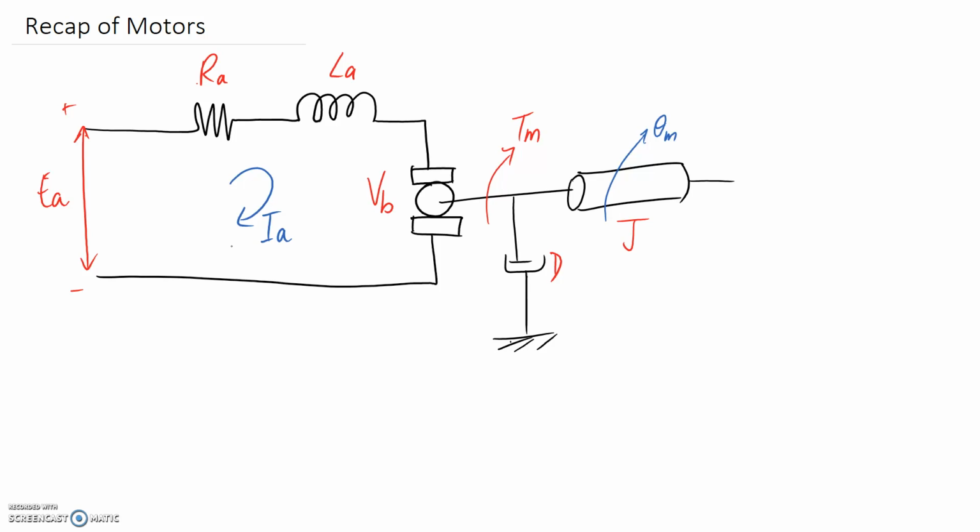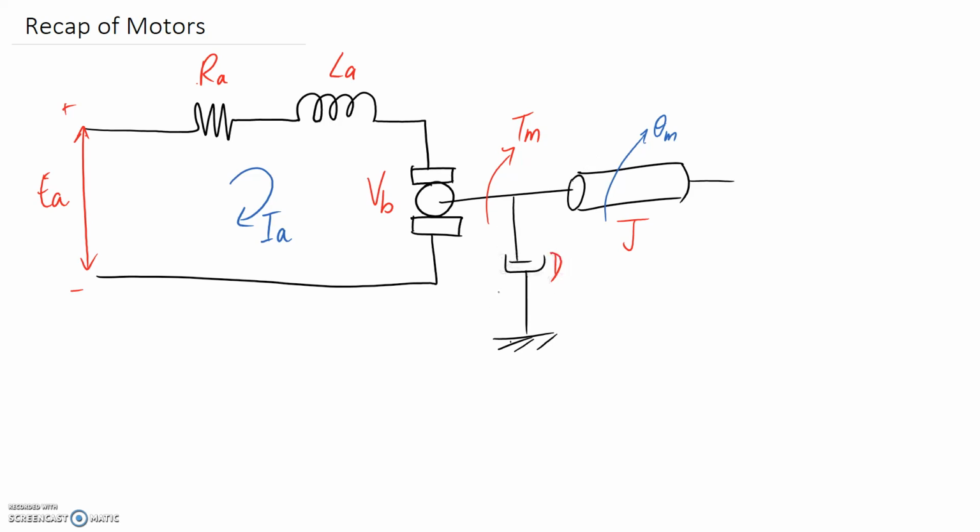So we know that the input to a motor is the voltage, and the output is the rotation of the shaft. So the motor converts electrical energy into rotational energy. So Tm here is the torque developed out of the motor. And sometimes this rotational system is a bit more complex. I've just drawn a quite simple one.